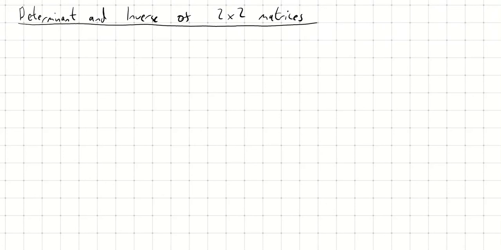In this video, we're going to look at how to calculate the determinant and inverse of 2 by 2 matrices. So let's say we have a 2 by 2 matrix A, and the elements of A are a, b, c, d.